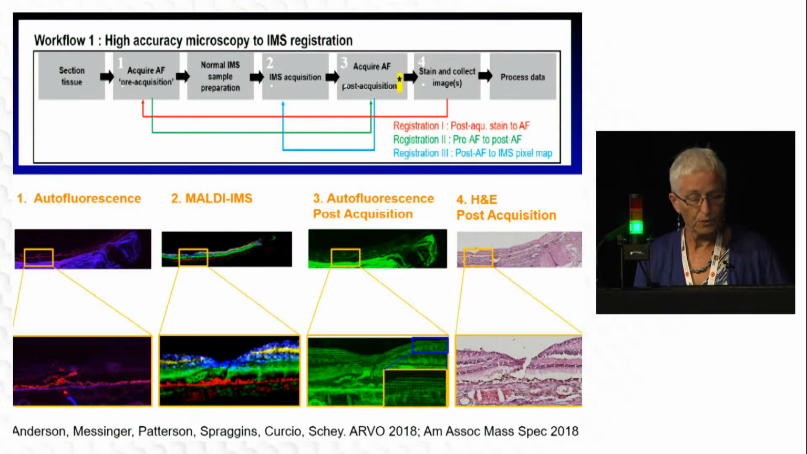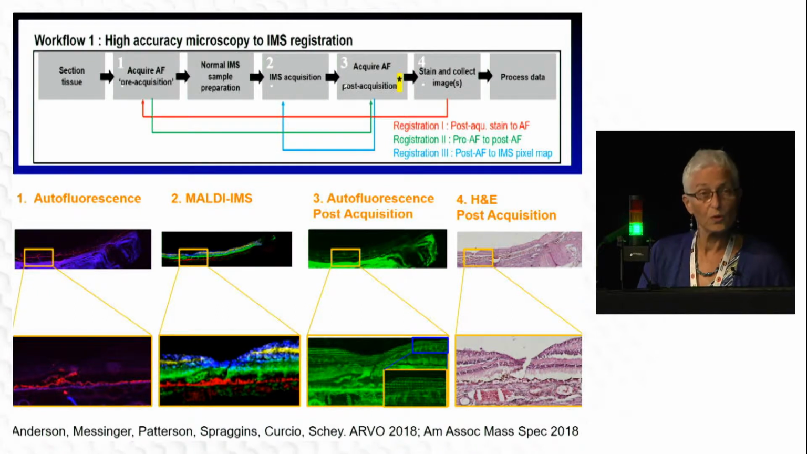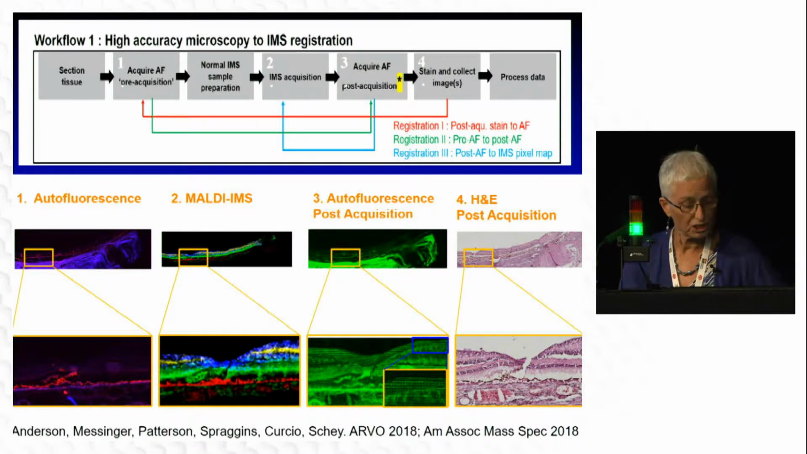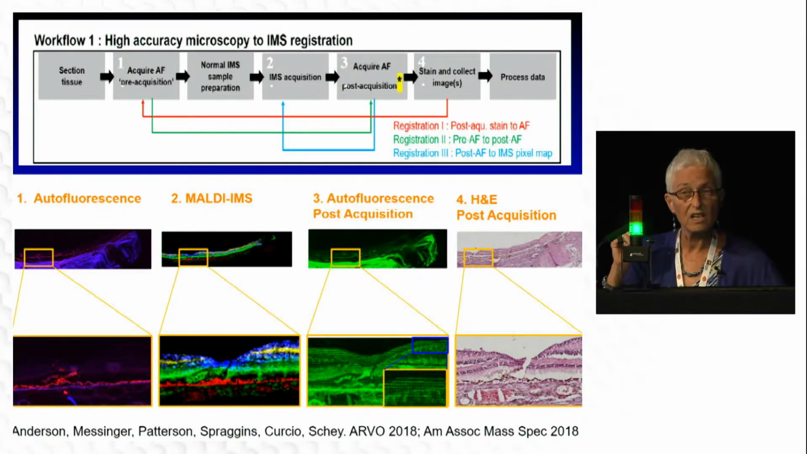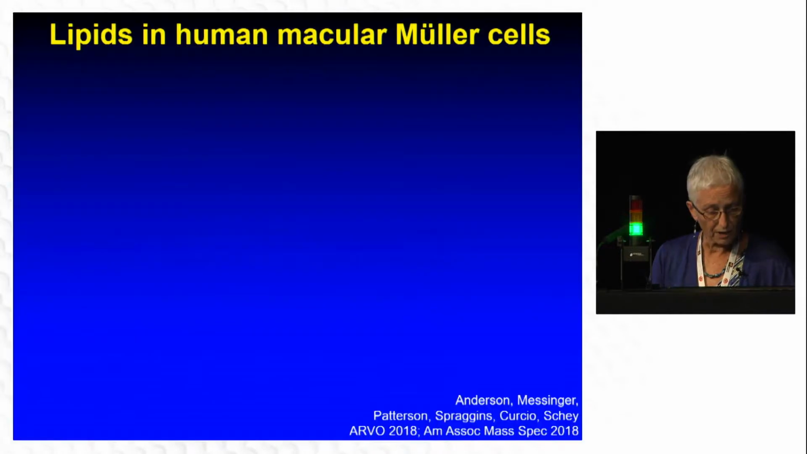Now, it's possible to do this also in tissue cross-sections. There's a workflow described up above and illustrated down below. In tissue cross-sections, they're first viewed with fluorescence microscopy to see the layers. Then the MALDI IMS shows the layers of molecularly distinct mass over charge. There's an autofluorescence post-acquisition of IMS, and in this corner right here, you can see the grid of laser shots. And then finally, the sections can be stained with H and E to show the tissue layers.